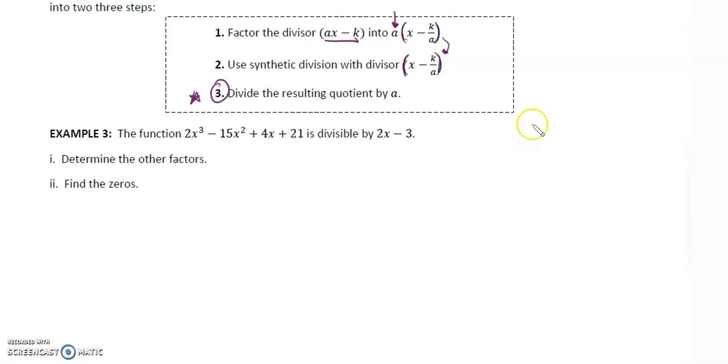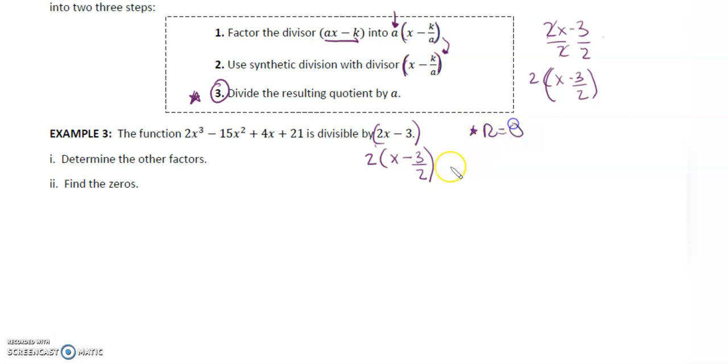All right, so let's do this. The function 2x cubed minus 15x squared plus 4x plus 21 is divisible by this. So if we factored out a 2, we would have x minus 3 over 2. As a review, common factoring divides all terms by the same number, and then we'd have x minus 3 halves. So this is saying the function is divisible by this. Little hint, the remainder is going to equal 0 when we're done.